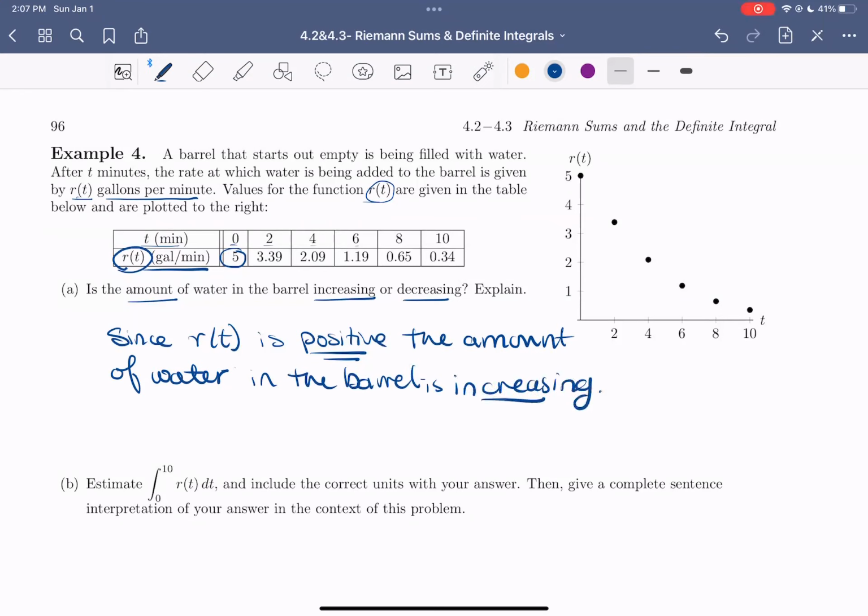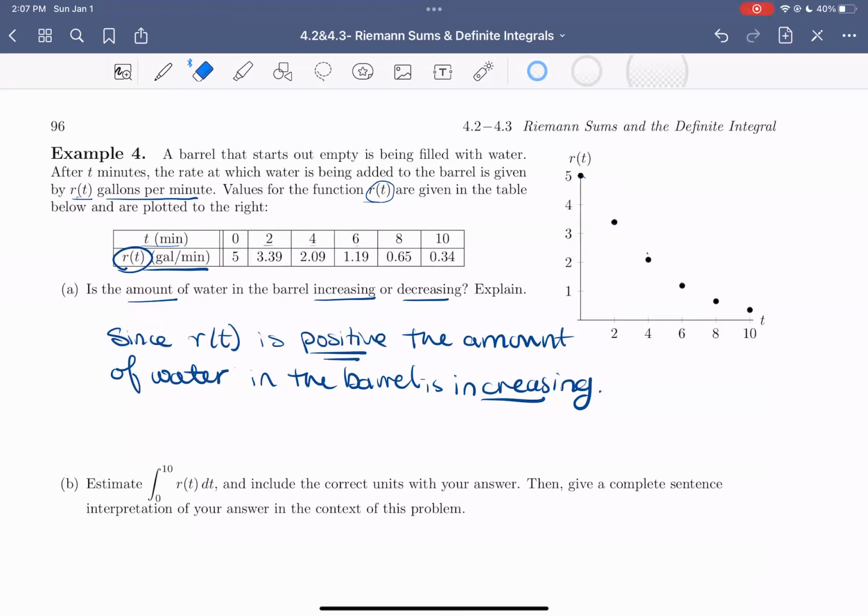Now note, you might have thought that, well, these values are going down, so we should have decreasing as the answer here. But notice we're not asked how the rate is changing, or how the amount of water being added changes. We're asked about the water itself. And because the rate at which the water is being filled is always positive, we're getting a positive number of gallons being added per minute each time. So as time moves on, the amount of water increases.